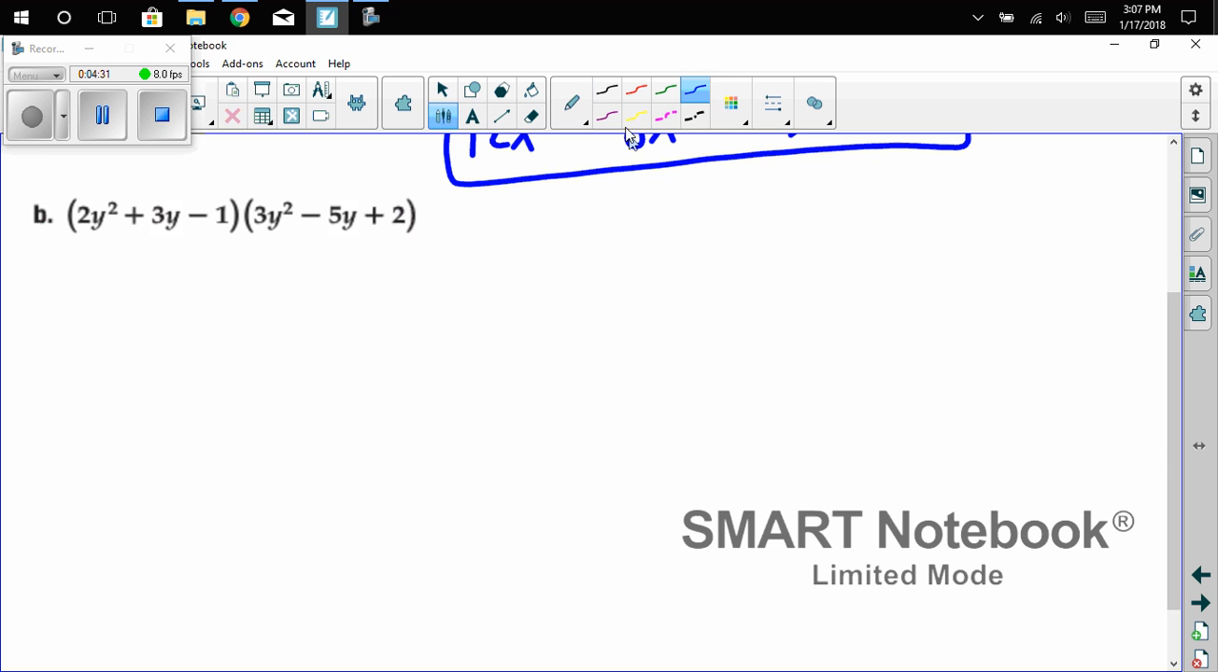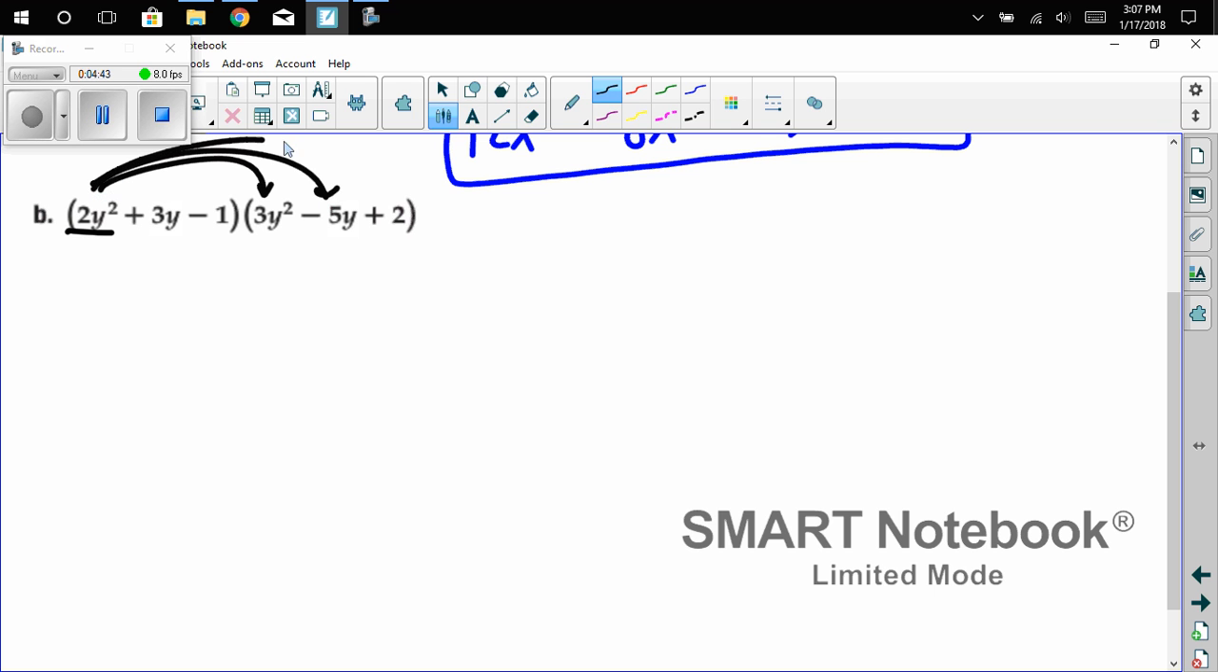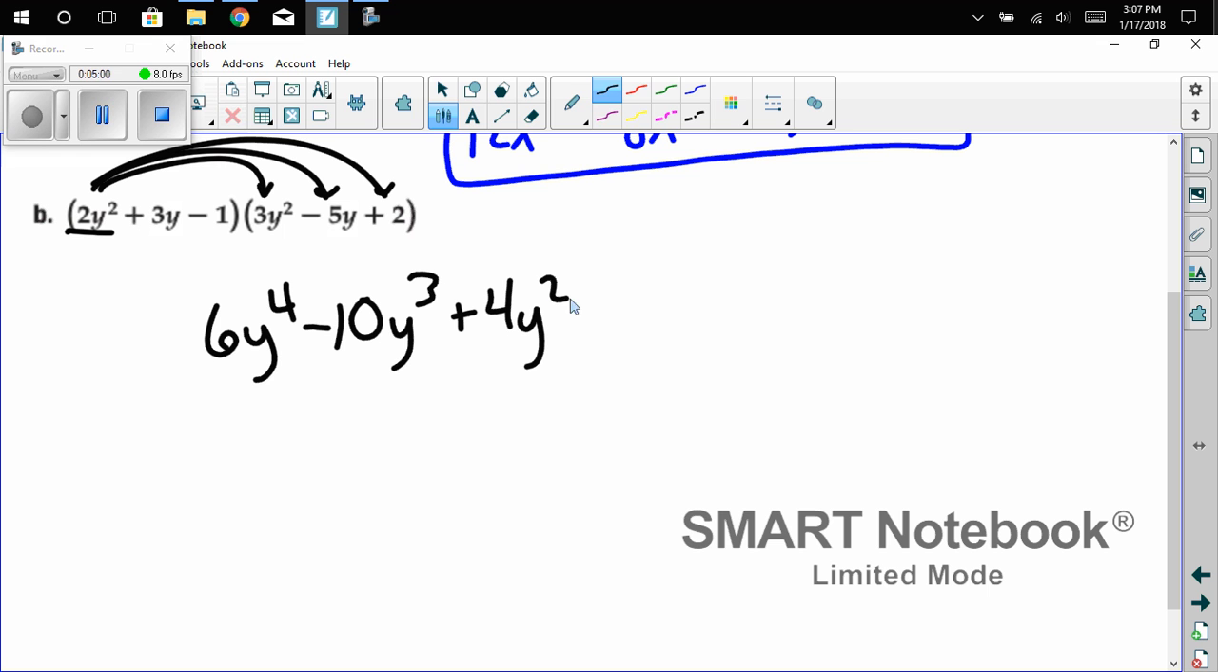Okay. Last one. This is a trinomial times a trinomial. Same idea. You're just going to triple distribute here. So we're going to start with the first thing in the first trinomial and go to all 3 in the second trinomial. So 2y squared times 3y squared is 6y to the 4th. 2y squared times negative 5y is negative 10y cubed. And then 2y squared times 2 is 4y squared.